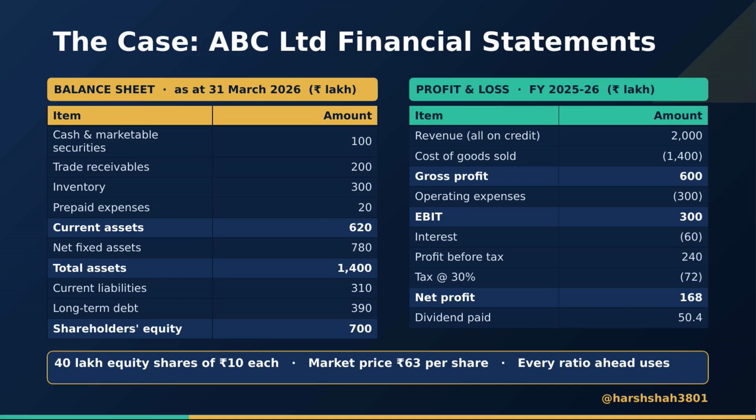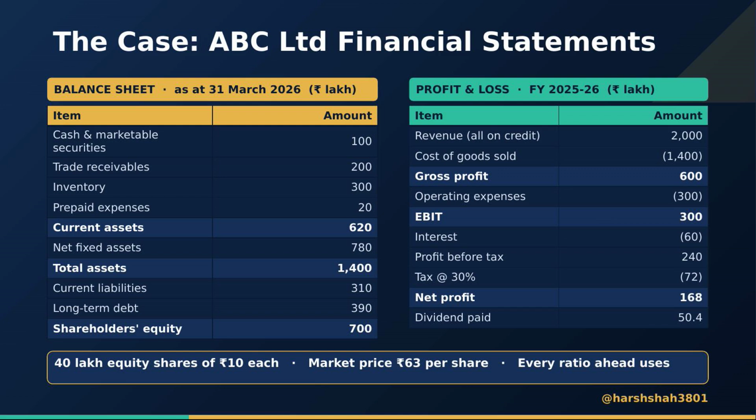ABC Limited. Take a look at the balance sheet as at 31st March 2026. Total assets are 1,400 lakh rupees. That's made up of 620 lakh in current assets and 780 lakh in net fixed assets. And how is that funded? 310 lakh of current liabilities, 390 lakh of long-term debt, and 700 lakh of shareholders' equity.